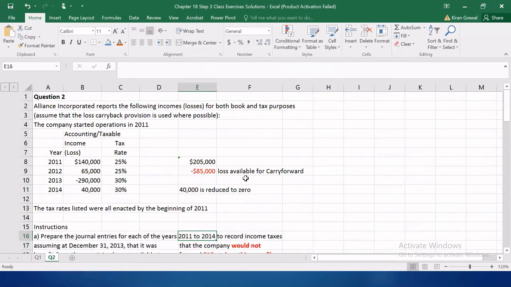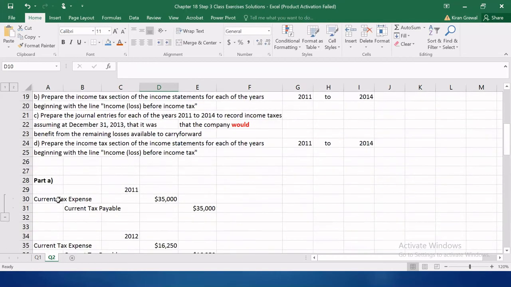All right, so let's see the journal entries. They want us to do the journal entries for 2011 to 2014. Okay, so 2011, assuming that the journal entry for step 1 was not done, we had 140,000 of income. Our tax rate was 25%, so we're just going to record our current tax expense of 35,000 in 2011. The journal entry there: debit current tax expense 35,000, credit income tax payable or current tax payable 35,000.